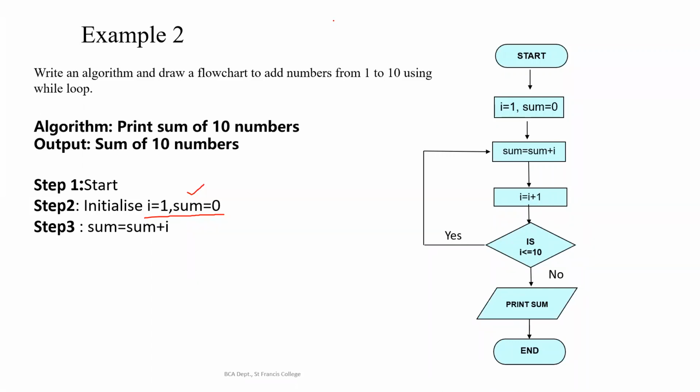So we will be using a variable called sum. This sum also is initialized to 0. We are initializing to 0, and then in the next step we will be adding the value of I to sum, that is sum equal to sum plus I. So the first value of sum will be 1. Then we will be moving to the next step. We will be incrementing the value of I.